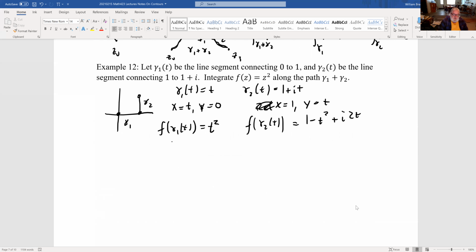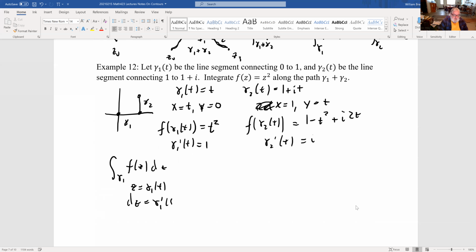The other thing you need when you do this is you need the derivative. So gamma 1 prime of t equals 1, gamma 2 prime of t equals i. So the integral around gamma 1 of f of z dz, make a substitution, z equals gamma 1 of t, dz equals gamma 1 prime of t dt. So this becomes the integral from 0 to 1 of t squared dt, because gamma prime is just 1. And that becomes 1/3 when you integrate it.